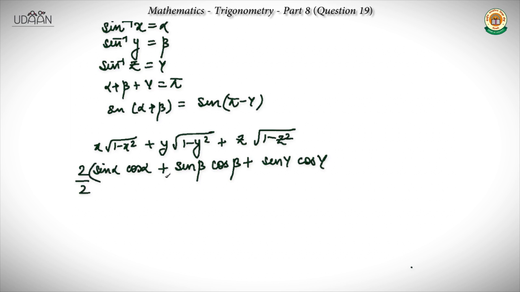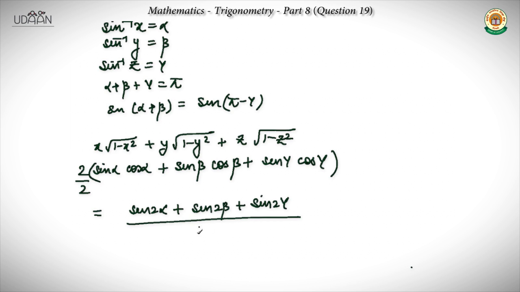राइट. I'll multiply this and divide it by 2, this expression. So this will give me sin 2 alpha plus sin 2 beta plus sin 2 gamma divided by 2. तो ये तो हम देख ही रहे हैं कि जब sin alpha cos alpha प्रोडक्ट फॉर्म में है तो ऑलमोस्ट हमेशा ही हम उसको sin 2 alpha के टर्म्स में लिखते हैं, इसलिए हमने 2 से मल्टीप्लाई और डिवाइड कर दिया.